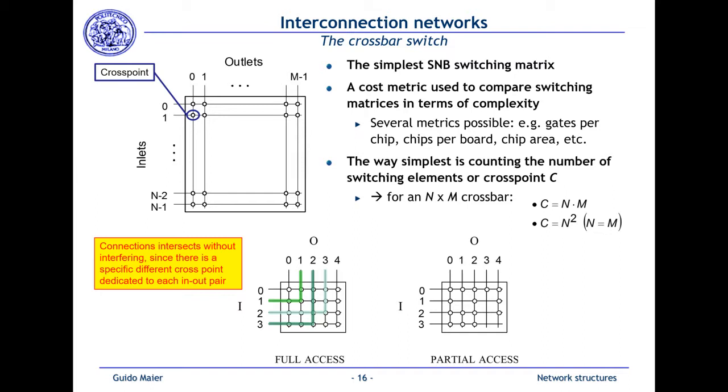So in a crossbar that is n by m, you have n by m cross points, so the cost is equal to n by m. And in the square configuration, where m is equal to n, the complexity is n squared.